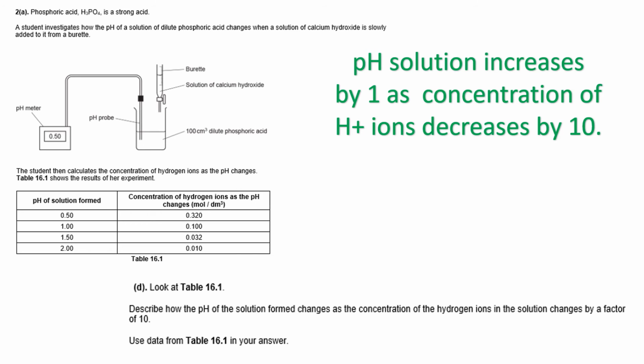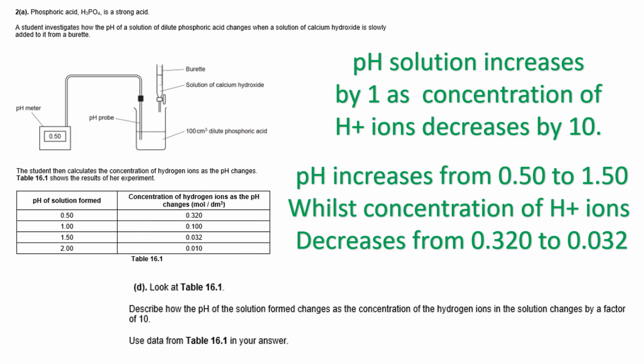So I've got the pH solution there. I've got 0.5. Well, if I increase that by 1, so 1.5, what's the change in concentration? Well, 0.32 to 0.032. So actually that shows it very clearly, doesn't it? So I would say something like the pH increases from 0.50 to 1.50, whilst the concentration of the H+ ions decreases from 0.320 to 0.032. So I'm showing that from the data.